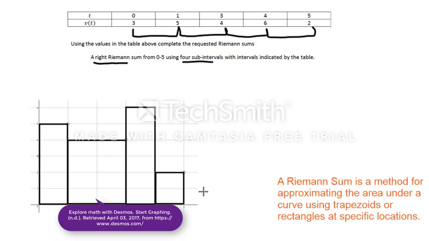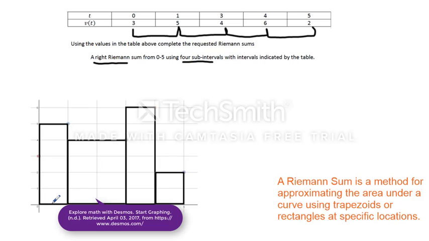Another thing that we can see, in contrast to the left Riemann sum, is that a right Riemann sum will include this last endpoint on the right, but then it won't include the endpoint on the left. So we should definitely see that pattern as we continue this.